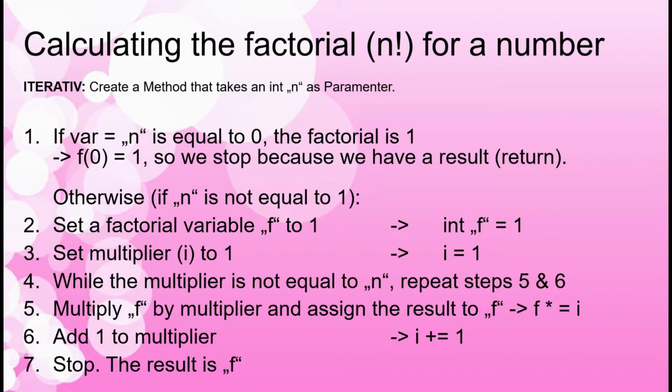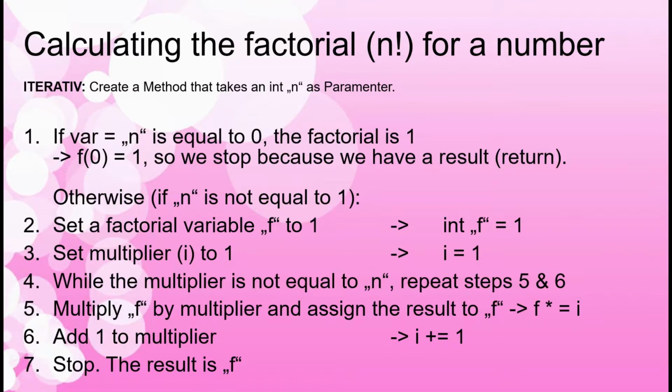Let's calculate now the factorial for a number. We will use two different methods, one iterative method and one recursive method, and you will understand the difference also in the code. The iterative method. You can create a method that takes an integer n as a parameter. We will see it later on Eclipse. And you can say if the variable n is equal to 0, the factorial is 1. So we stop because we have a result, and then you return this result, which is 1.